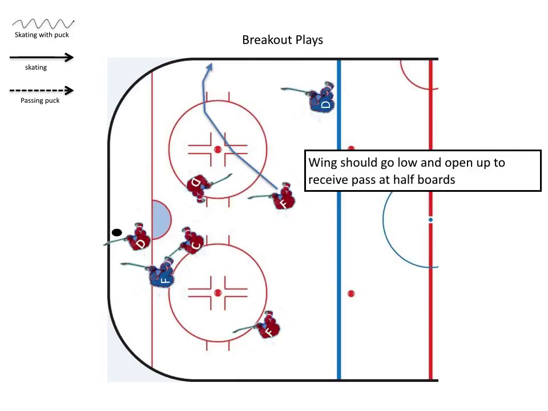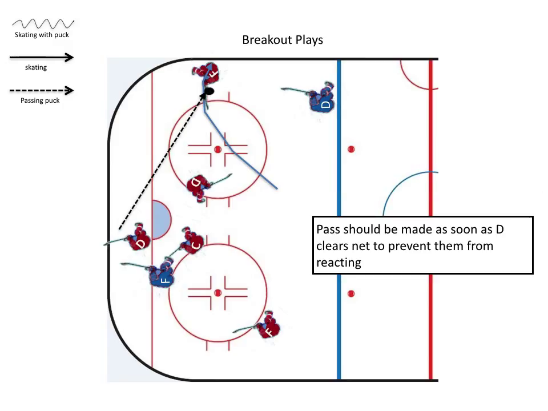So he really needs to be all the way down to the hash marks or even slightly below that as he receives the pass. Second thing he needs to do is he needs to really open up to the pass. He does not need to be receiving the pass with his back to it, and he needs to make sure that his stick is perpendicular to the direction of the pass. He does not want to lose that puck in this position. Lastly, the pass should be made as soon as the defenseman clears the net to prevent them from reacting.